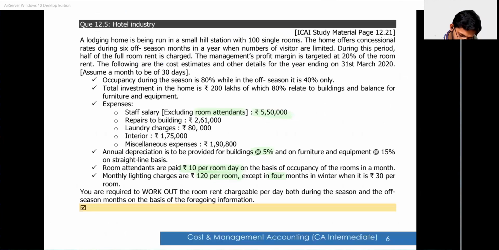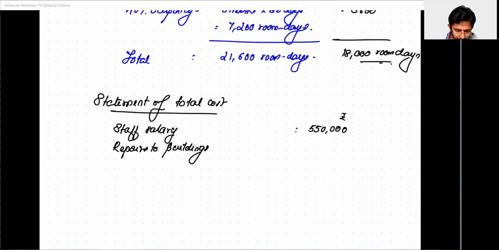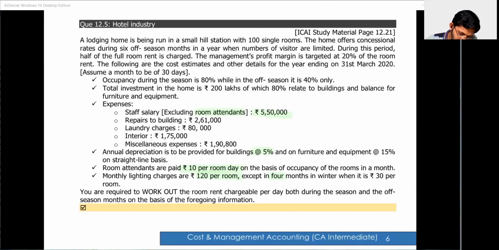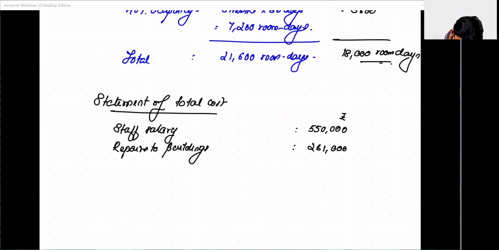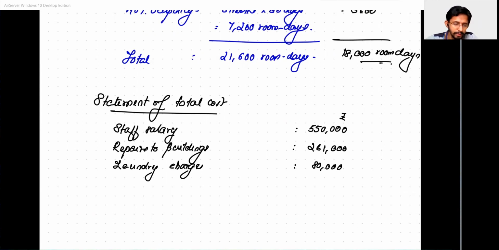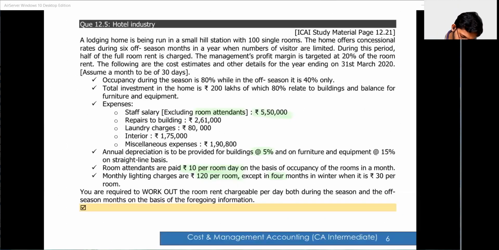Repairs to buildings is 2,61,000. Then next is laundry charges, 80,000. Then you have interior, 175. Then miscellaneous expense, 190,800.